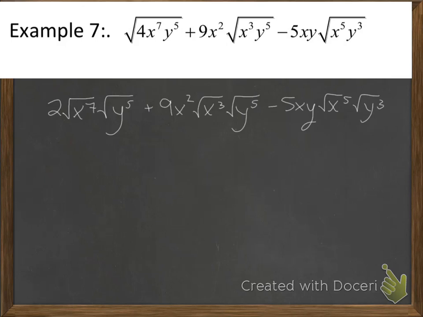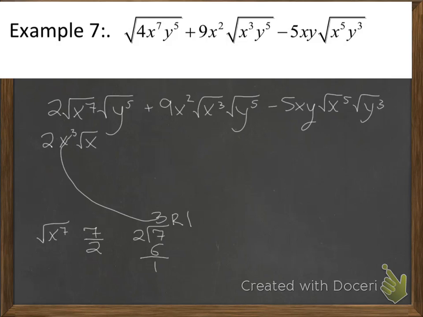Okay, so when I do the square root of x to the 7th, remember what I need to do is divide 7 by 2. So remember, you can use long division. 2 goes into 7 3 times. 3 times 2 is 6. 7 minus 6 is 1. So I have 3, remainder 1. So that means I'm going to rewrite the square root of x to the 7th as x to the 3rd times the square root of x. Because remember, the first number is the exponent of the variable on the outside. The second number, the 1, is the exponent of the variable on the inside.